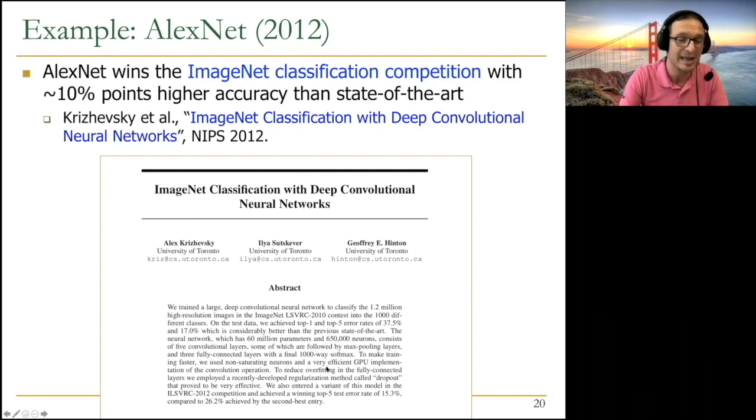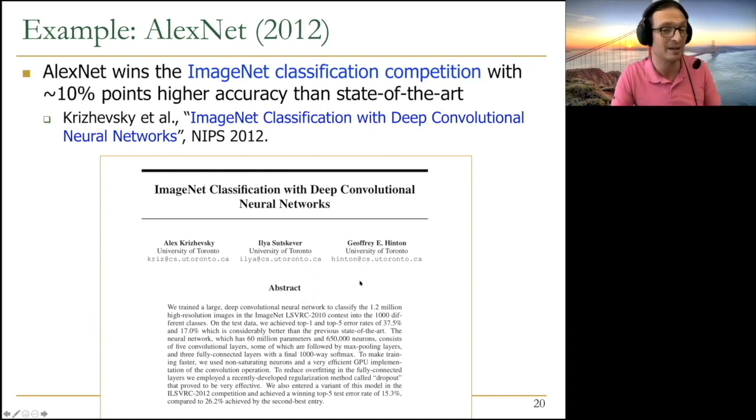You can see in the abstract of the paper, they say to make training faster, we use non-saturating neurons and a very efficient GPU implementation of the convolution operation. Now you can see the error rates. And you can see that the neural network is big, though even current neural networks are much bigger. They say it has 60 million parameters and 650,000 neurons. Okay, and you can read the paper if you're interested in this.